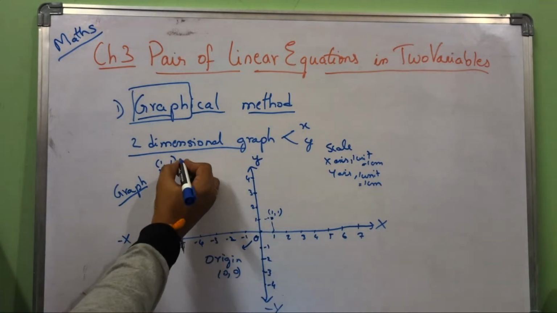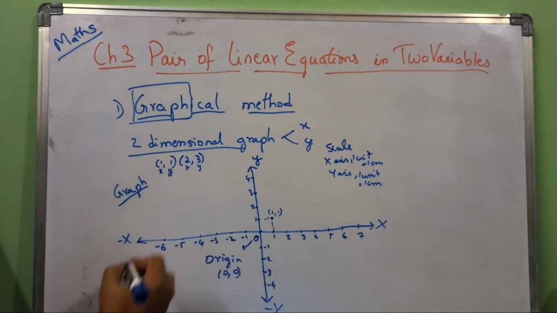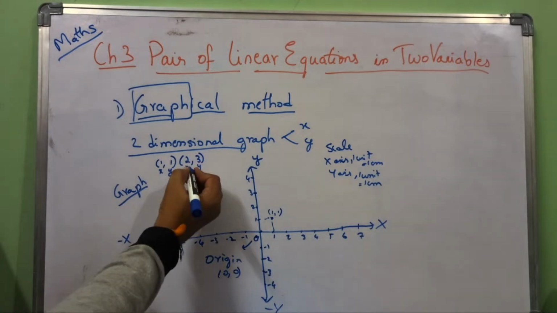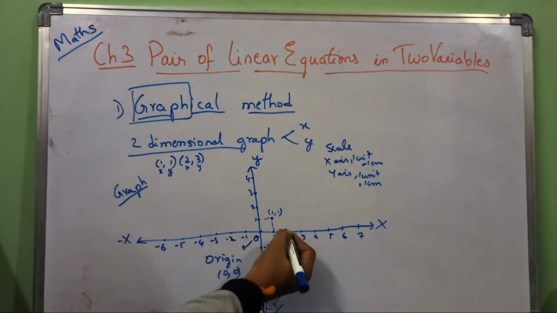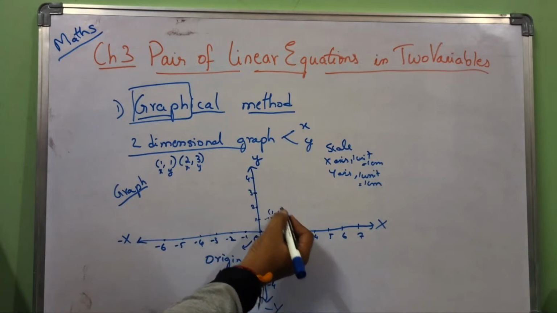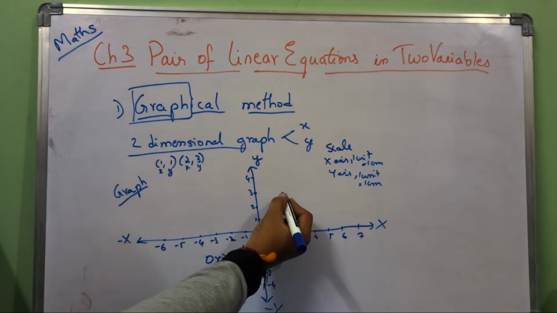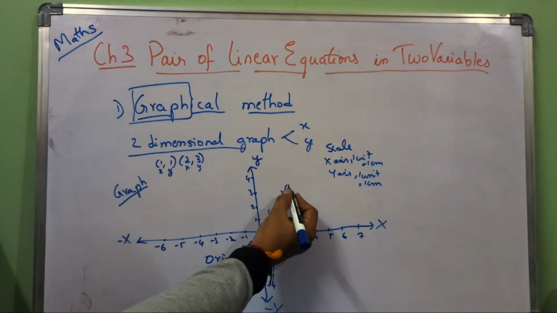So let's plot another point. If I say 2, 3, x is 2, y is 3. It's very easy to plot. First go to x equal to 2 here. From here you need to go to y value 3. Y value 3 is here. So just go up such that the y value is 3. So this is the point 2, 3.